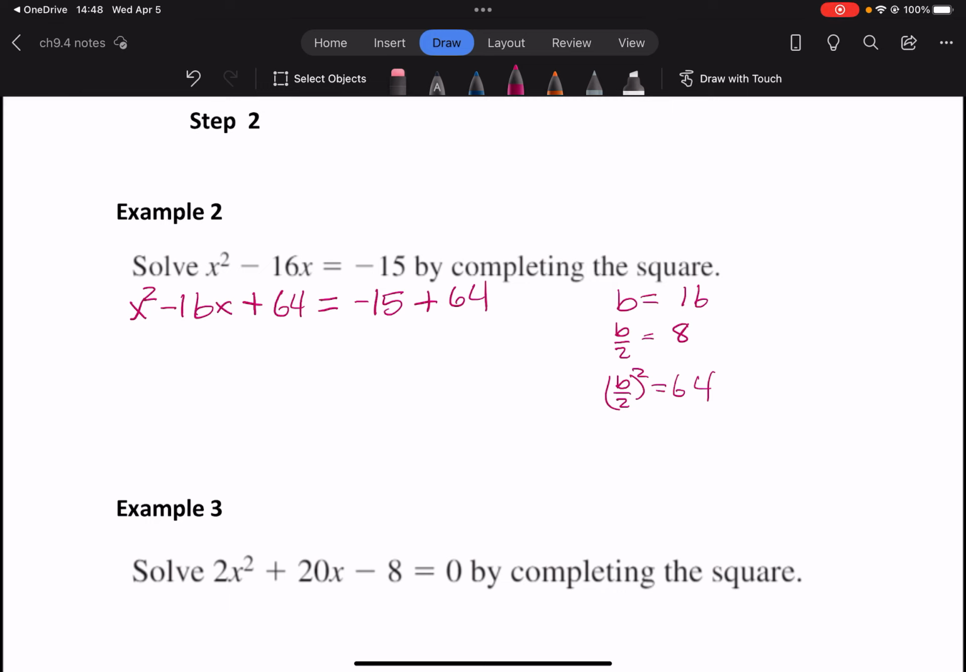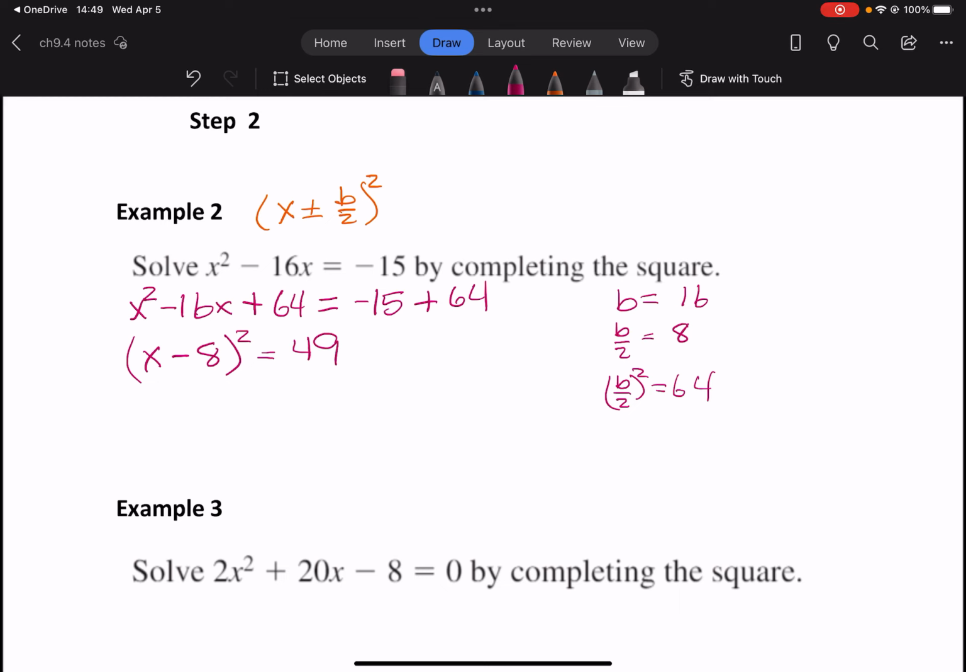Remember that our factor, whenever we factor this down, is always going to be x, with whatever this first sign is, and b over 2. That's what I'm looking at here. So I want to go ahead and factor that down. I've got my squared. So now I'll do x, first sign, which is negative, b over 2 is 8, squared, equals 64 minus 15, which ends up being, I think, 49.